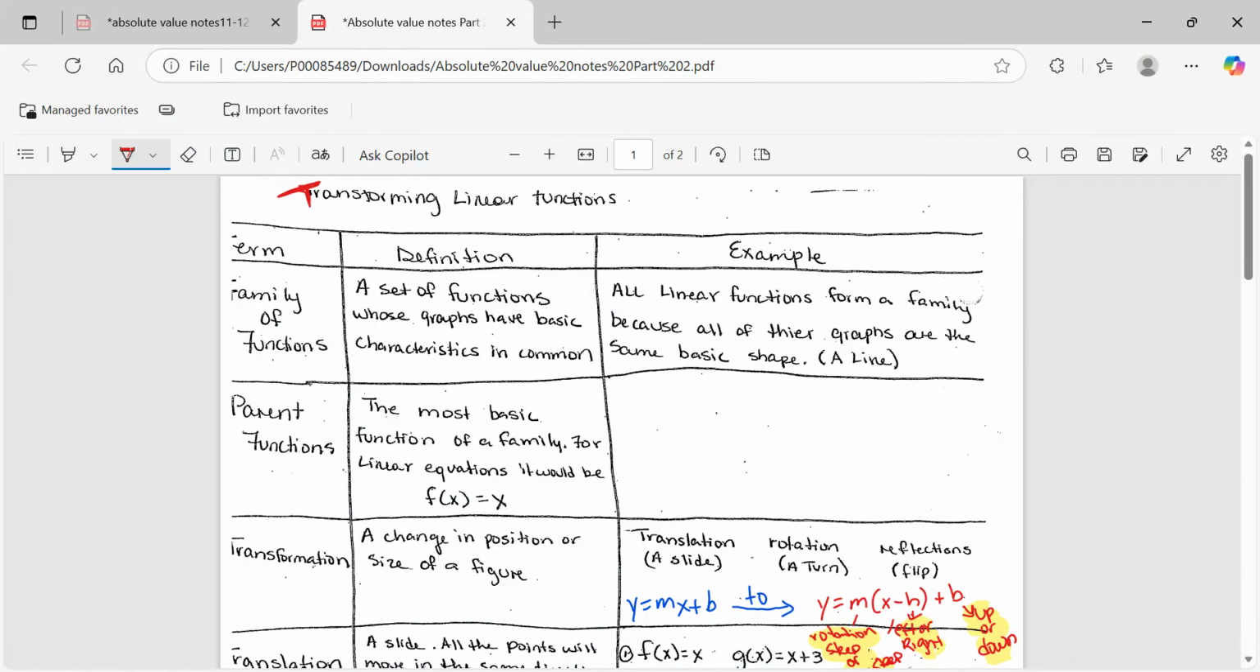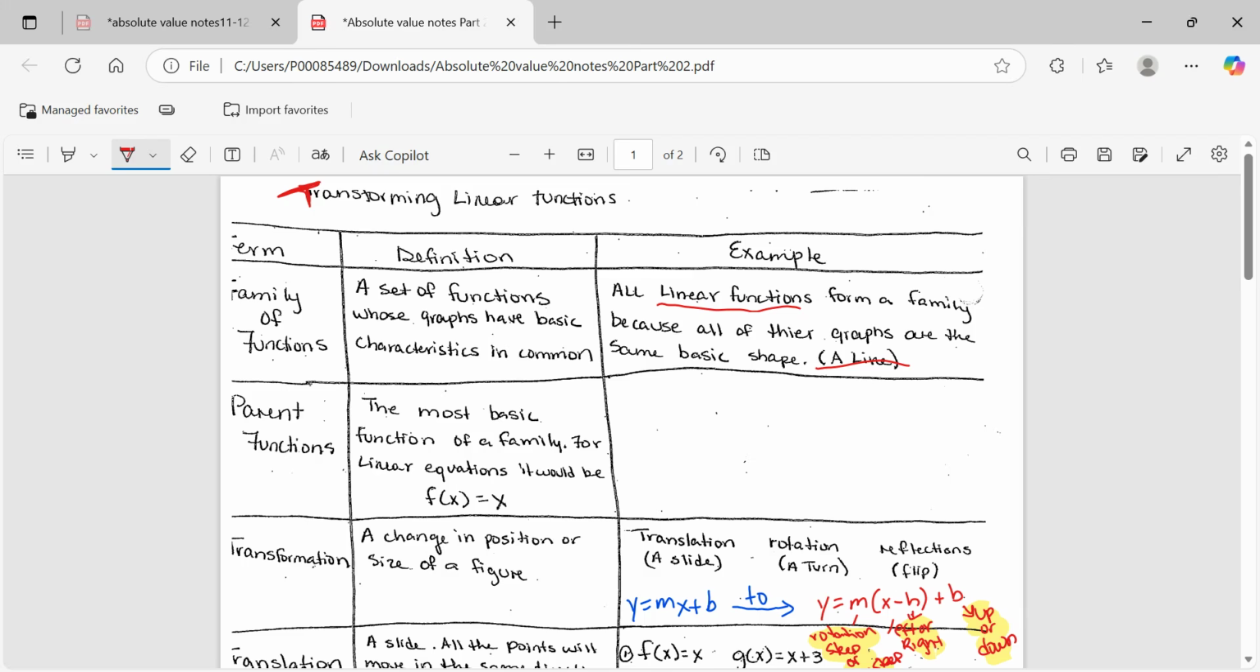Well, hello, students. Today we're going to be talking about transforming linear functions, which simply means moving it around. A family of functions, first and foremost, is a set of functions whose graphs have basic characteristics in common. So, for example, all linear functions would form a family because all their graphs are the same. They are all a line. Whether I slide it, move it, flip it, that's a family of functions.